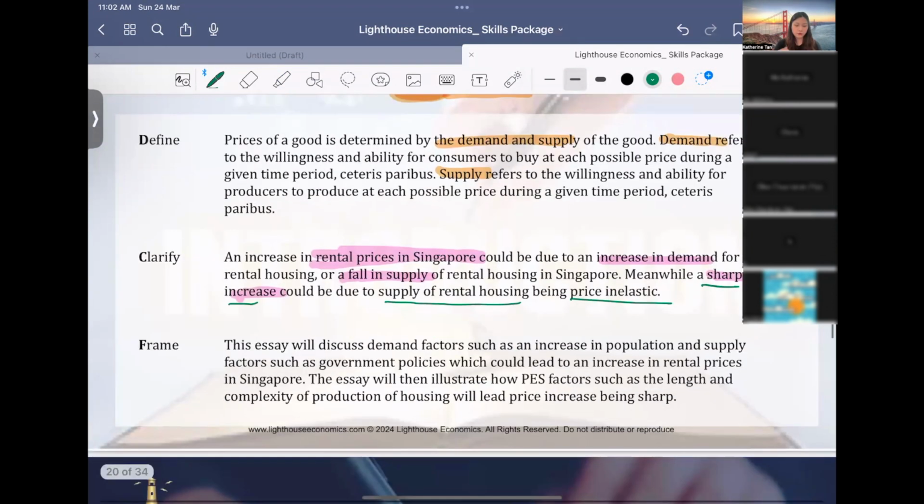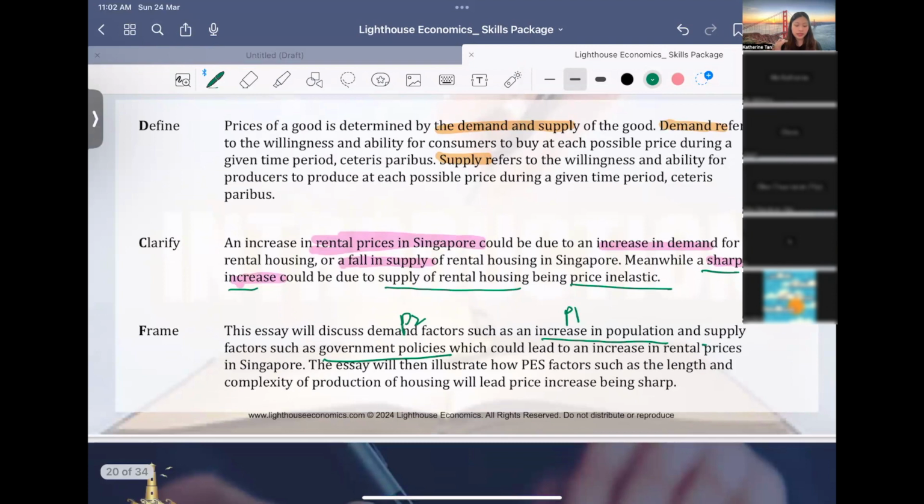Then you frame. In this essay, I'll discuss demand factors. Tell me what is your point 1: increase in population is your point 1. Then supply factors such as government policies is going to be your point 2, or paragraph 2, which could lead to an increase in rental prices. This essay will then illustrate how PES factors such as length and complexity of production have an effect. This is a factor for why your supply is going to be price inelastic. Point 3 will lead to the increase in prices being sharp.